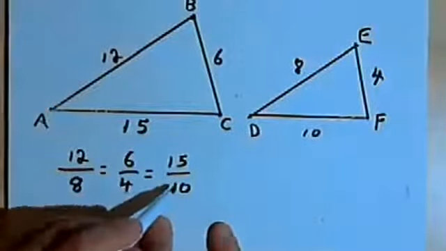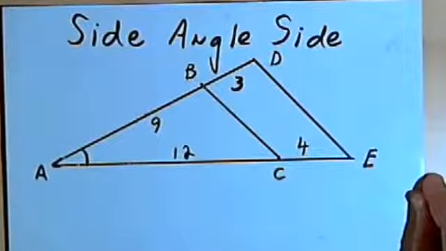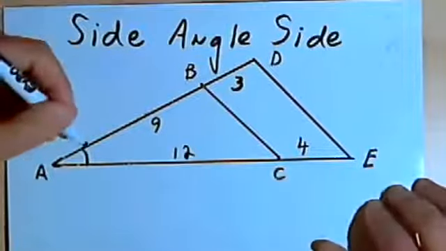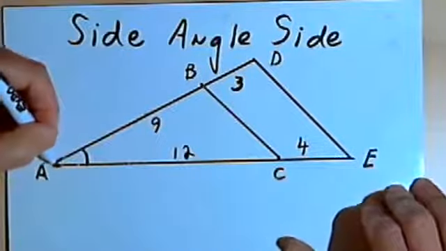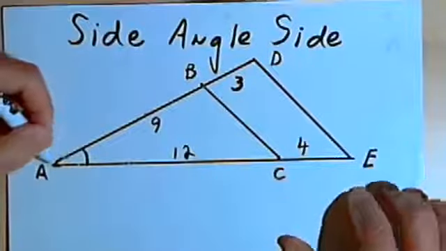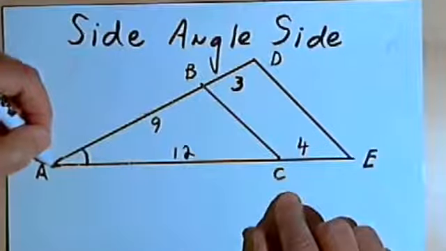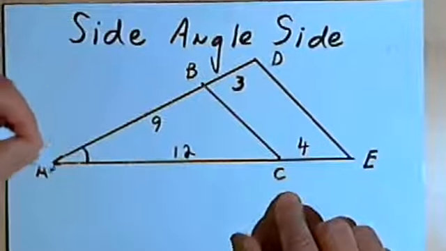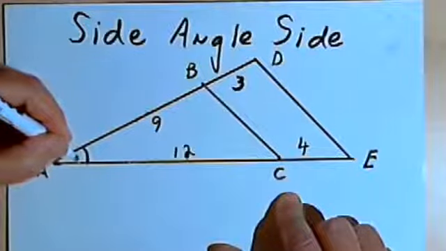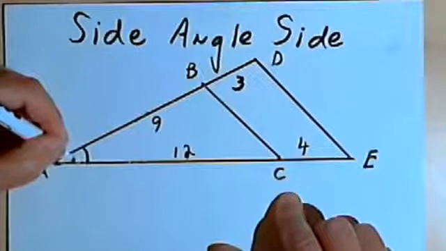Let's look at side-angle-side. With side-angle-side similarity, we say that two triangles are similar if they have two pairs of corresponding sides that are proportional, and if the included angles are congruent. So here I have two triangles. I have triangle ADE, and then kind of inside triangle ADE, I have triangle ABC. Now both of these triangles share an angle. They share angle A. So I know that angle A is congruent with angle A.